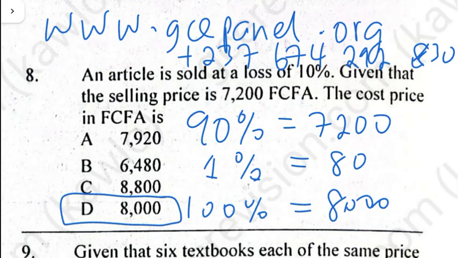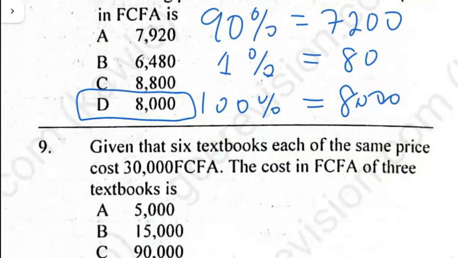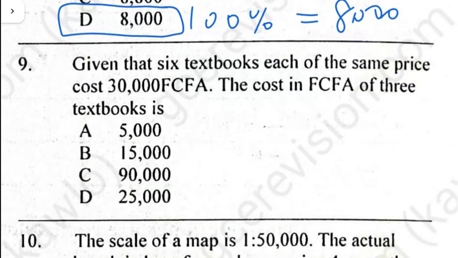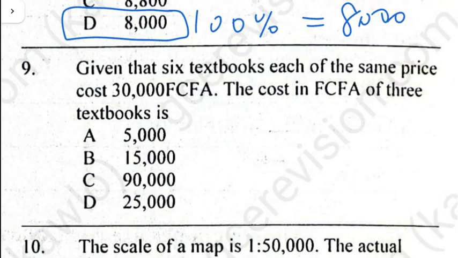The next question. Given that 6 textbooks, each of the same price, cost 30,000 francs, the cost in FCFA of 3 of the textbooks is... So if 6 of these textbooks cost 30,000, 3 of them, that's half of the money, right? So 6 costs 30,000. What will be the cost of 3? 3 is a half of 6. So we need a half of 30,000.